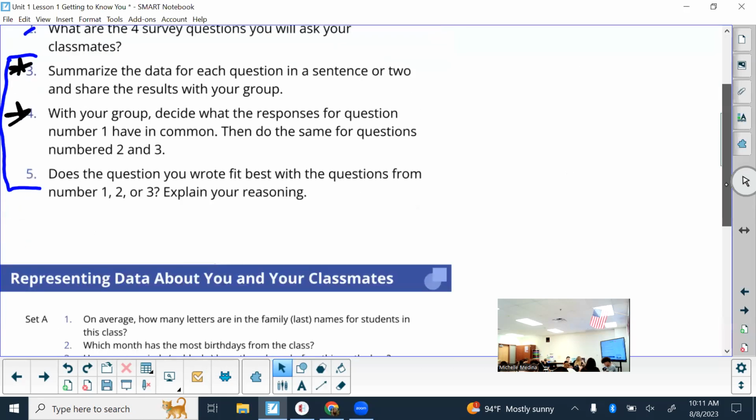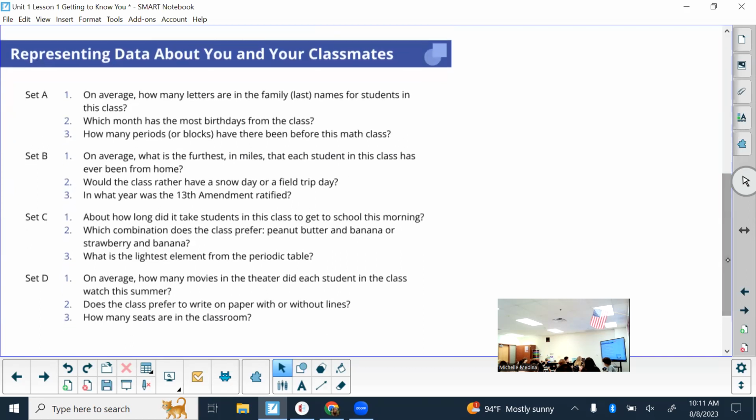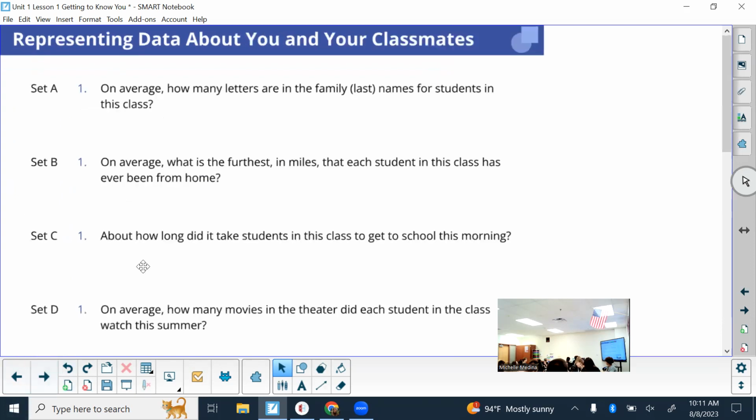Now, each group had a different set of questions. There were 4 possible sets of questions. And you can see them on the screen here, but we'll look at them individually. So here are the number 1s for each of the possible sets. On average, how many letters are in the last name for students in this class? On average, what's the furthest in miles that each student in this class has ever been from home? About how long did it take students in this class to get to school this morning? And on average, how many movies in the theater did each student in the class watch this summer?